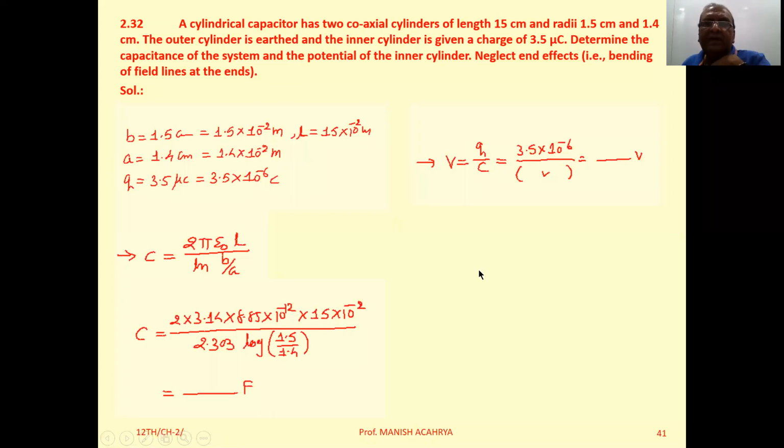Then the potential V is Q by C, where Q is 3.5 microcoulomb. So 3.5 into 10 raised to minus 6 upon the capacitance C, which we calculated here. Substitute its value, you will get the potential.